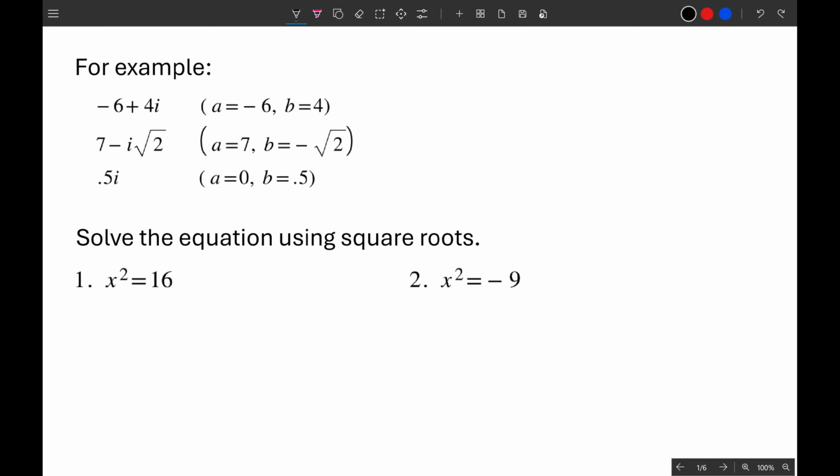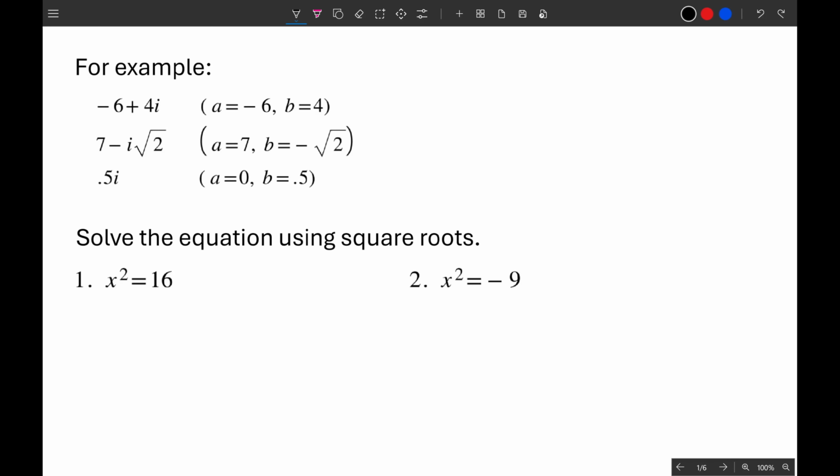So for example, I've got negative 6 plus 4i. Negative 6 would represent my real part, and 4 would represent my imaginary part. So the a would be negative 6, the b would be 4. Or 7 minus i square root of 2. 7 would be the a, and negative square root of 2 would be the b. If I have 0.5i, I obviously don't have an a because there's nothing being added or subtracted to my imaginary part. So a would be 0 and b would be 0.5.